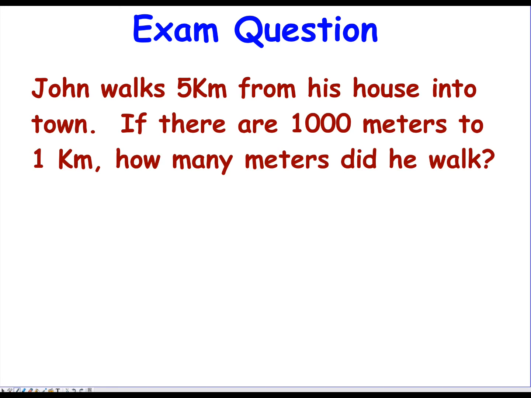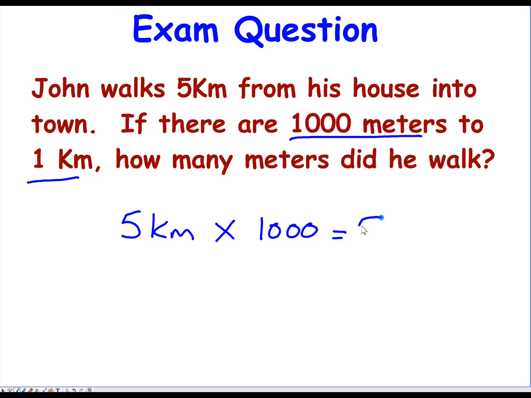Now let's look at an exam-style question using these skills. John walks 5 kilometers from his house into town. If there are 1,000 meters to 1 kilometer, how many meters did he walk? So we need to start by taking the 5 kilometers and then multiplying it by 1,000 because there are 1,000 meters to a kilometer. So 5 times 1,000 gives us 5,000 meters.